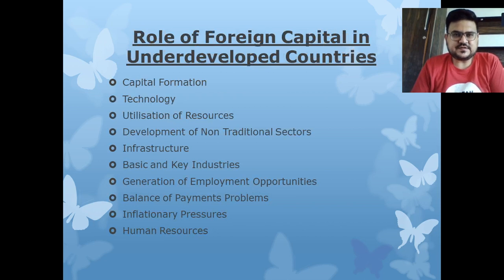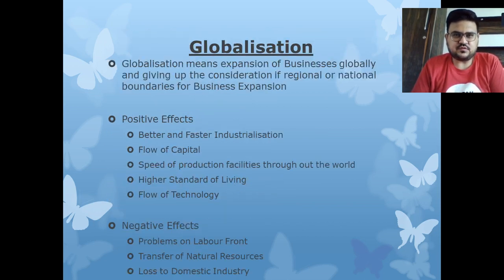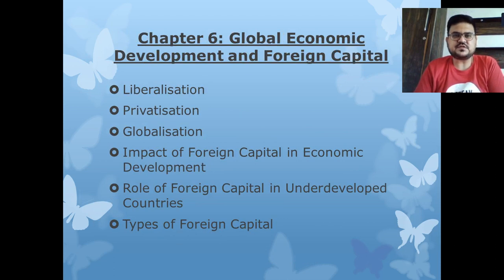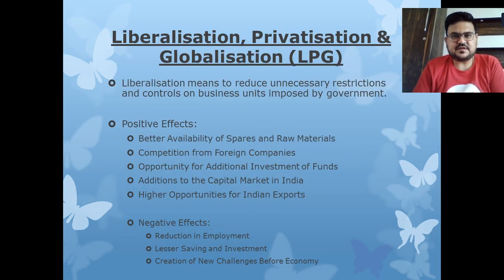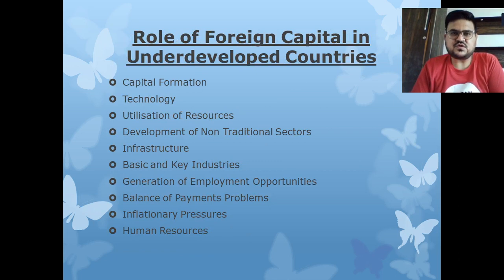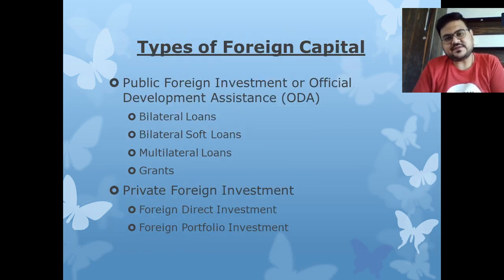So with this, chapter number 6 is over. I'll just quickly run through what was discussed in this chapter. We have seen what is LPG as a concept, liberalization, privatization and globalization. We saw what is the impact of foreign capital in economic development. We also saw today the role of foreign capital in underdeveloped countries. How do we get this money, from where do we get foreign capital, in what forms do we get this? So this is where we end this particular chapter.